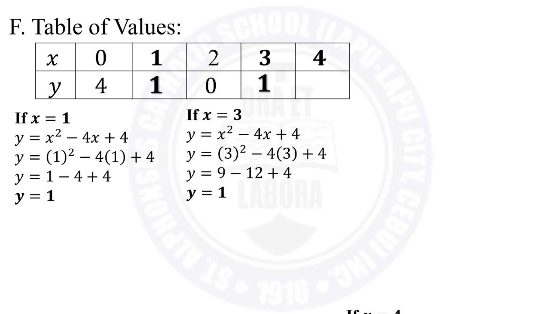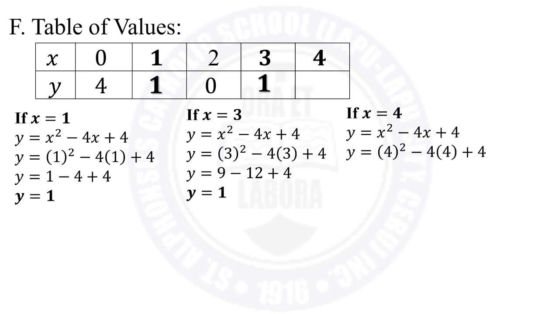For the next part, if x equals 4, copy the equation y equals x squared minus 4x plus 4. Substitute 4 to all x, so it will become 4 squared minus 4 times 4 plus 4. Then it will become y equals 16 minus 16 plus 4. So 16 minus 16 is 0 plus 4, and our answer is 4. Therefore, our y is 4 if our x is 4. So we'll put 4 here to complete now our table of values.